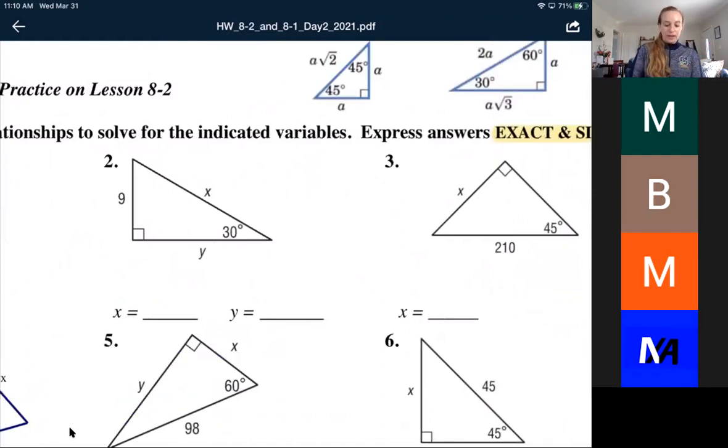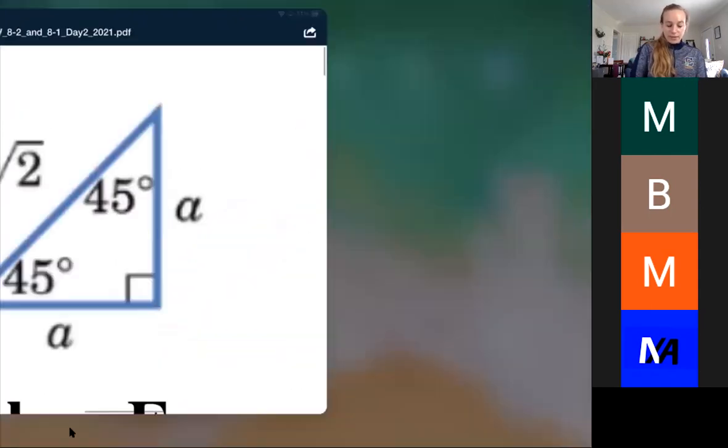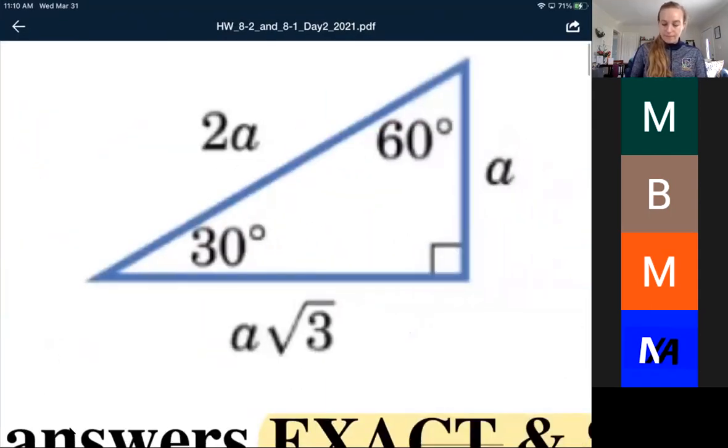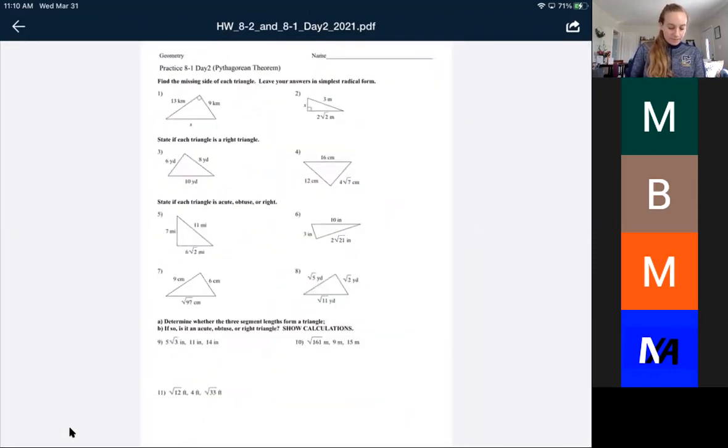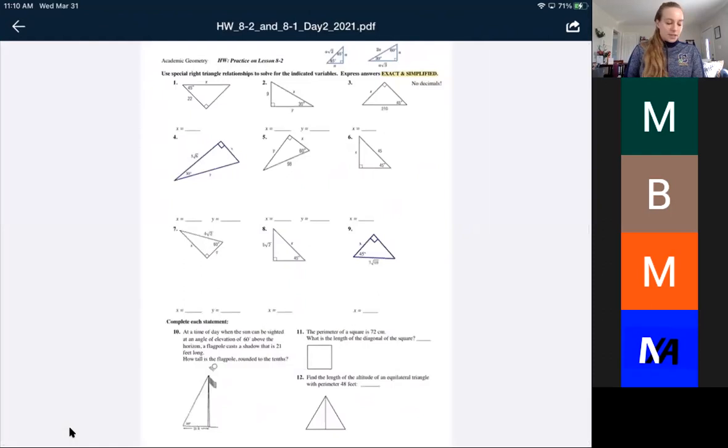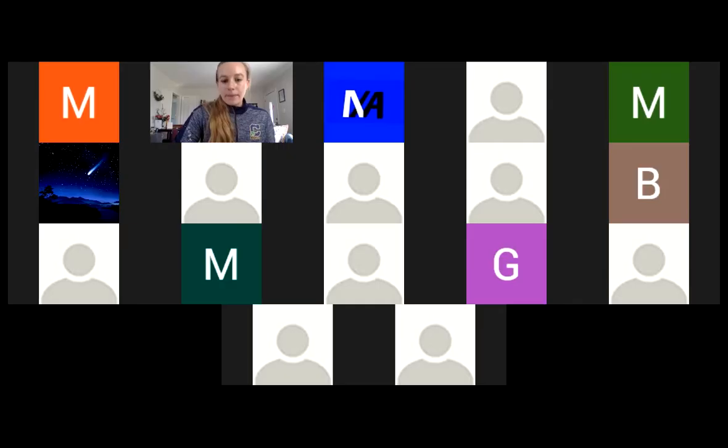Is it 45, 45, 90? Or is it 30, 60, 90? Be very aware. Back page is Pythagorean theorem. Pretty self-explanatory. I don't have a little submission box, but I'll put one up later today. But I am done.